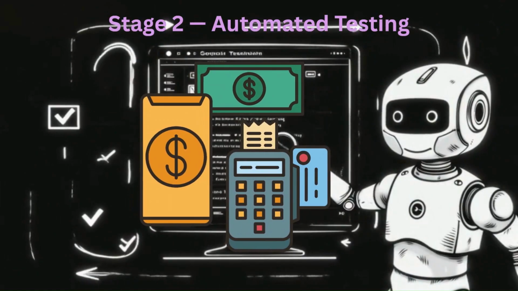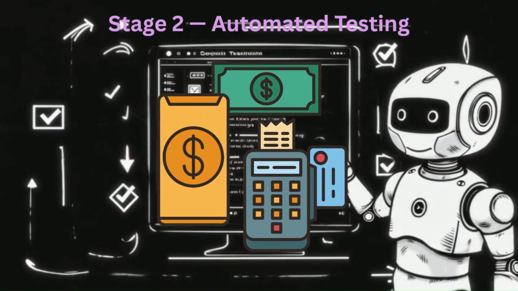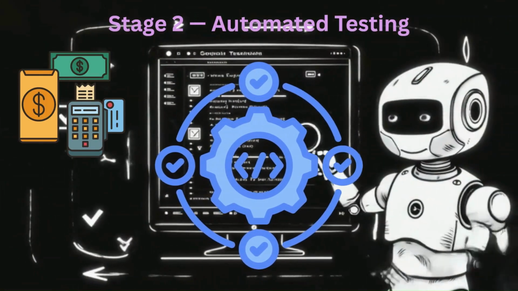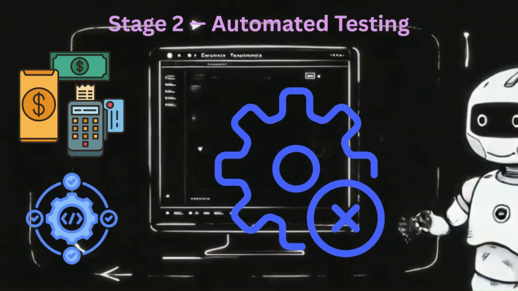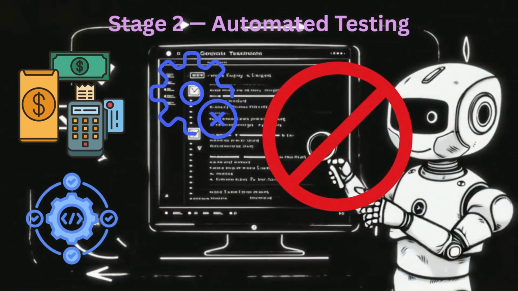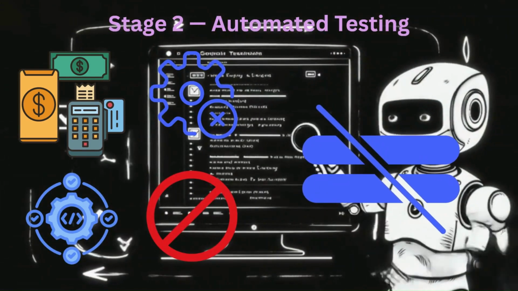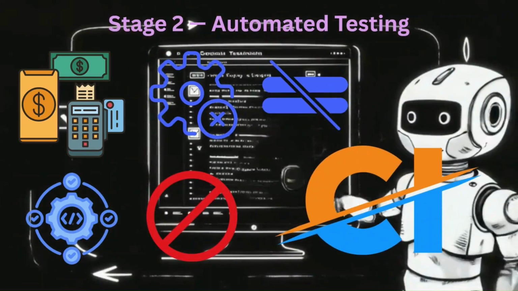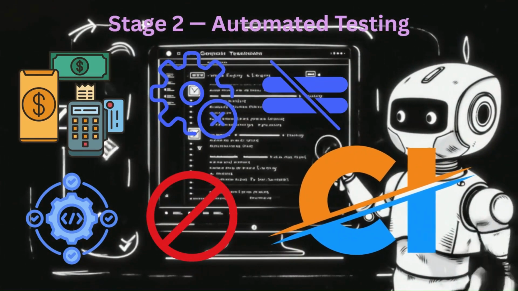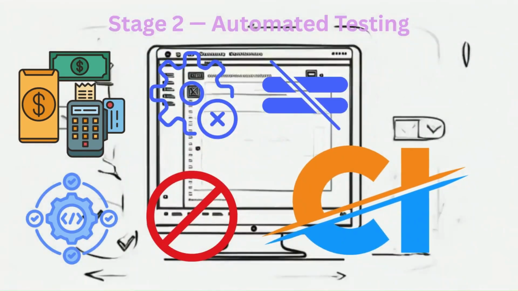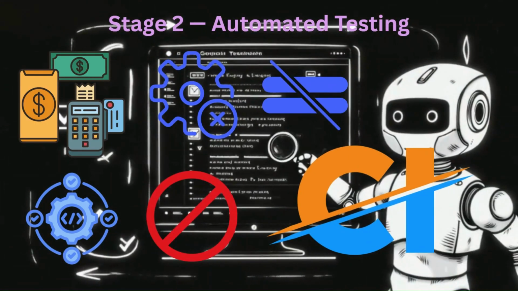Imagine a developer accidentally breaks the payment system. The pipeline runs automated tests. A test fails. The pipeline stops. The broken code doesn't move forward. That's the real power of CI. Fail early instead of discovering the problem after production deployment.